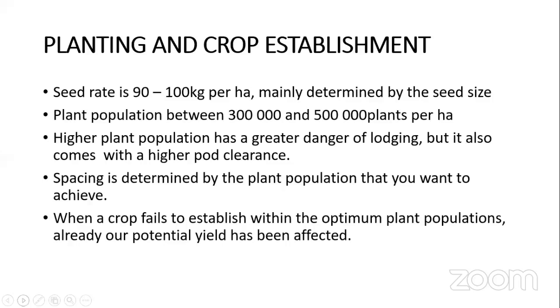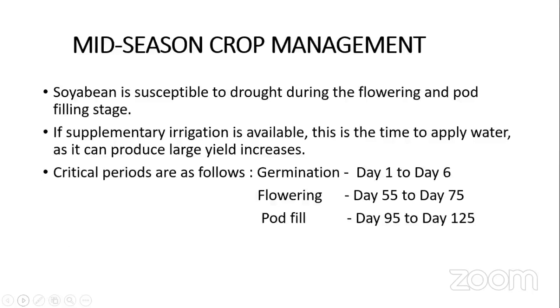You just need to make sure that the starting point when you are getting to the field is to calibrate your planter very well. Make sure that you are planting and you are going to establish your plant populations within the optimum that we require. It has to be between the range of 300,000 to 500,000, so that at least when you're doing your crop protection, you've got something to protect. And you can also maximize on your yield.